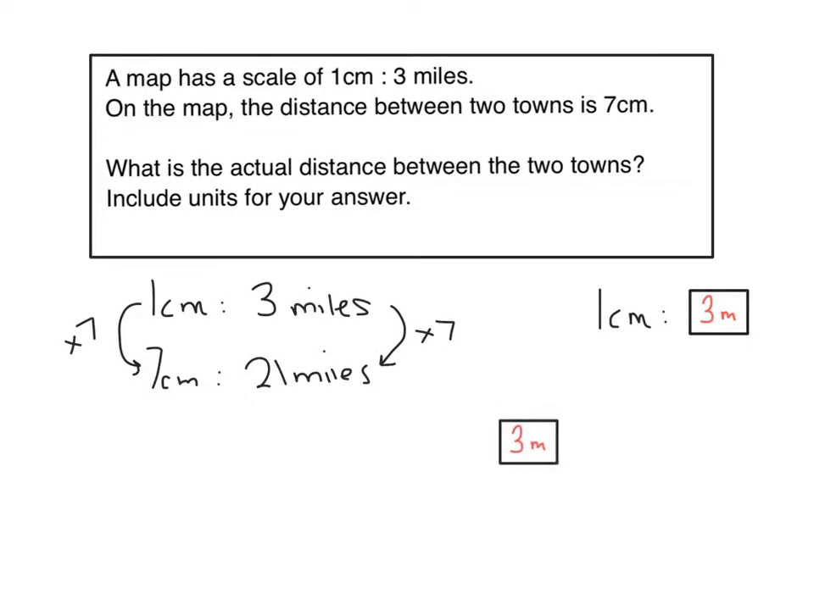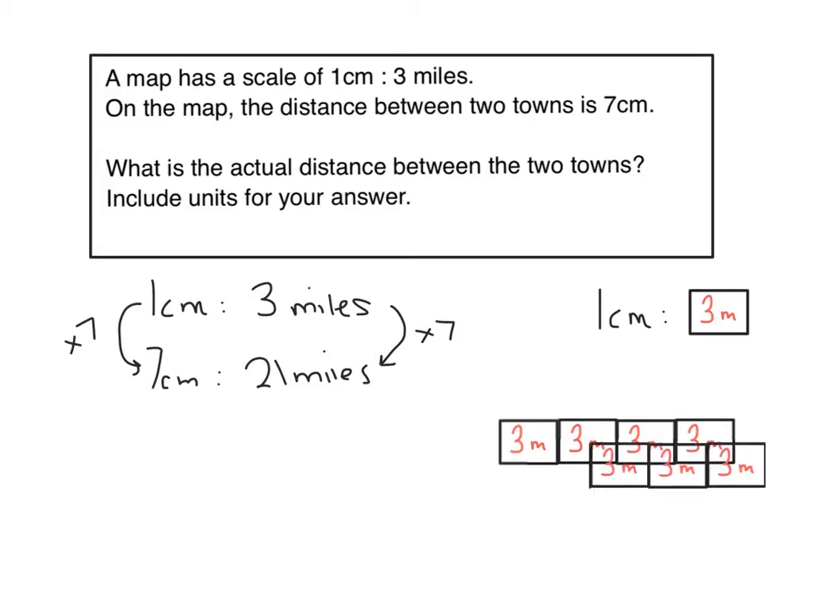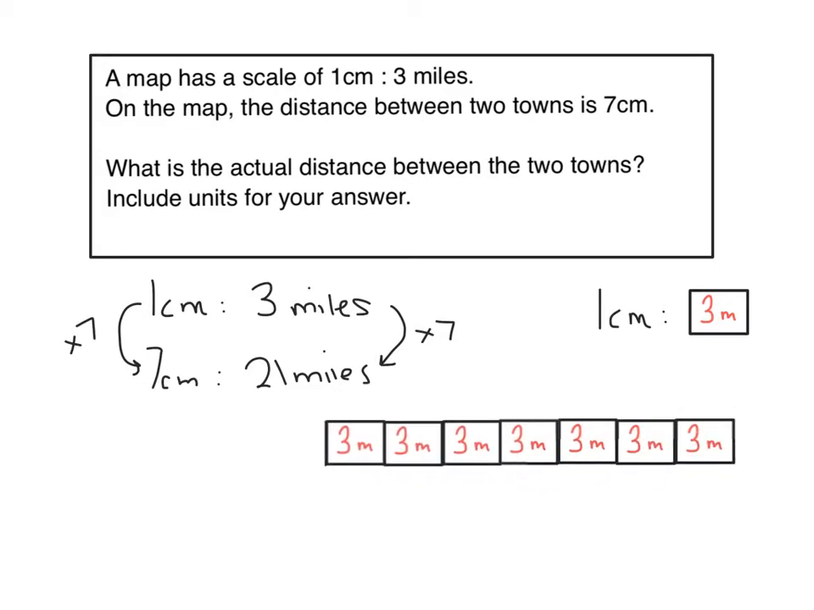1, 2, 3, 4, 5, 6, 7. Altogether that's going to be 1, 2, 3, 4, 5, 6, 7 centimetres. 3, 6, 9, 12, 15, 18, 21 miles, which is what we got earlier.